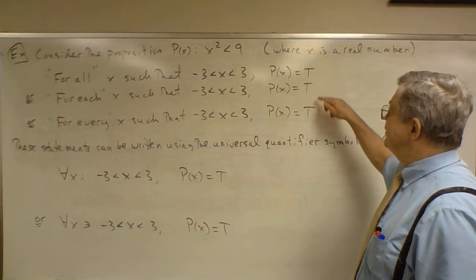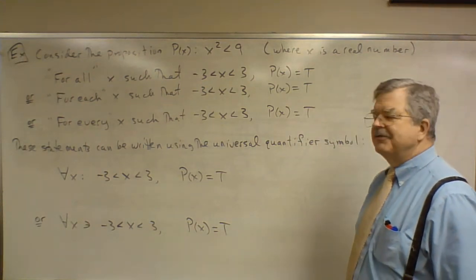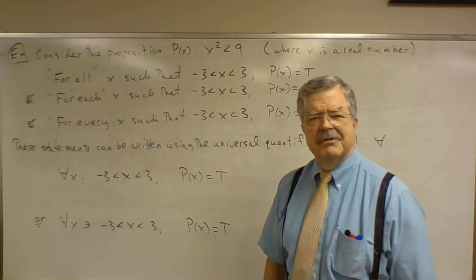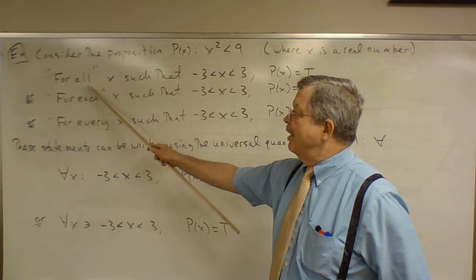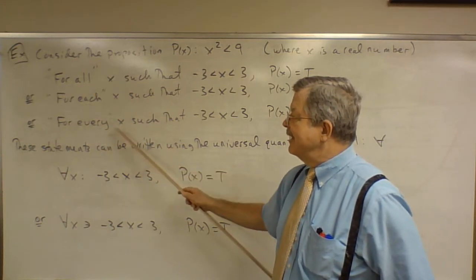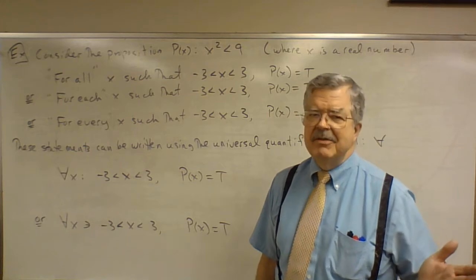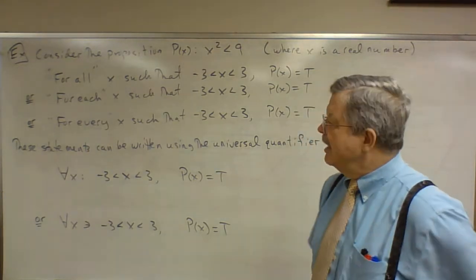All three of these statements say the same thing. We're just using slightly different versions of the universal quantifier. This one says for all x, this one says for each x, this one says for every x. They mean the same thing. The words are different, but they mean the same thing.